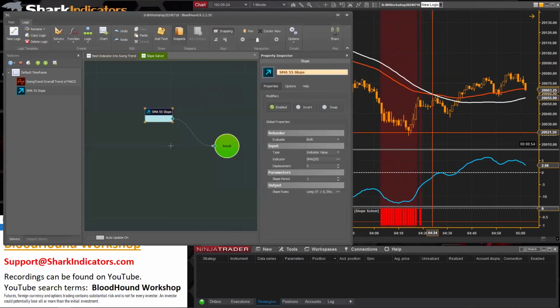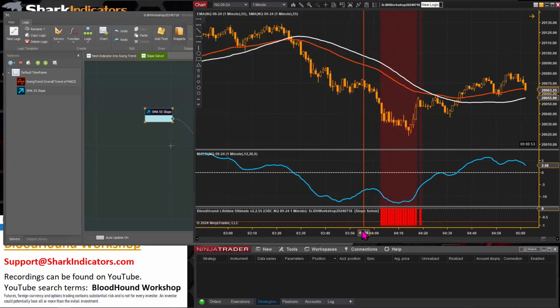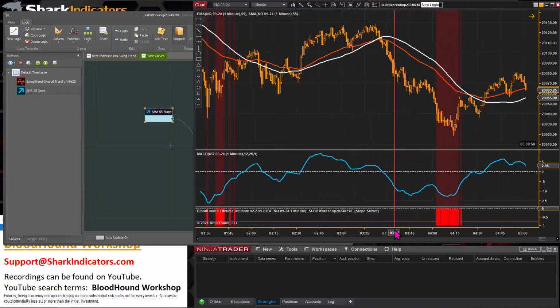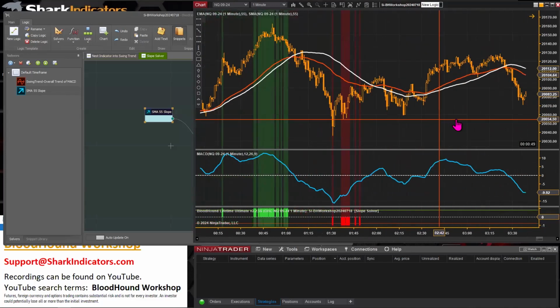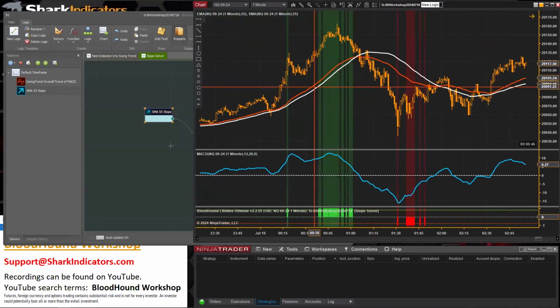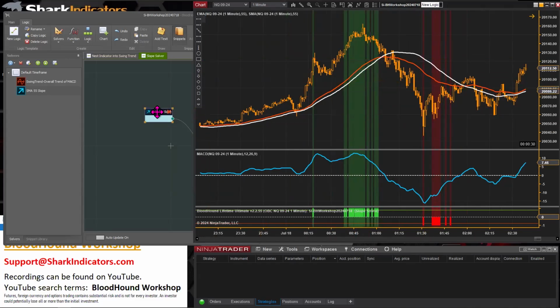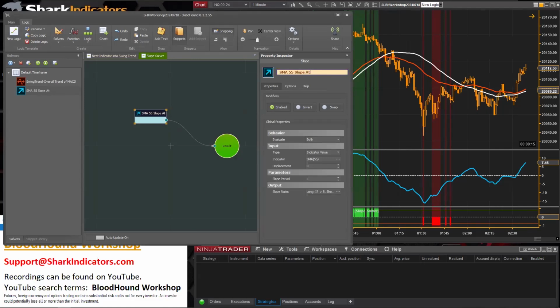I think this is the question I get the most: identifying when an indicator has a, quote, steepness to it. Obviously the steepness is subjective here. So there we go, an example of at least 5 ticks.